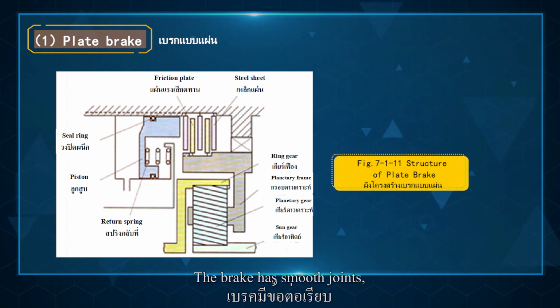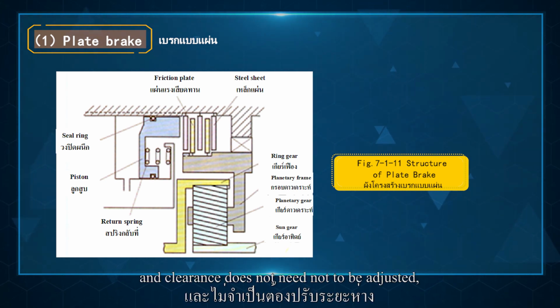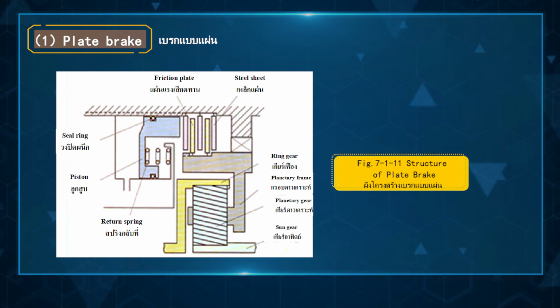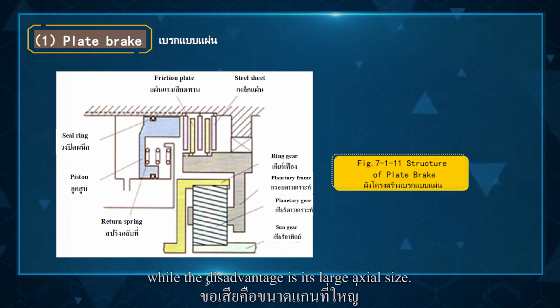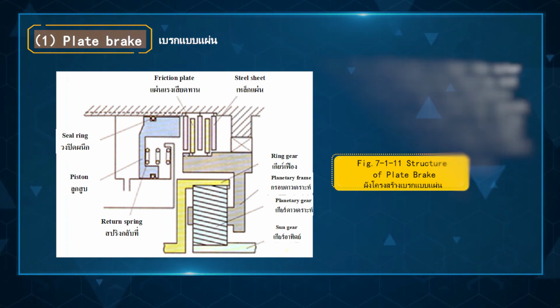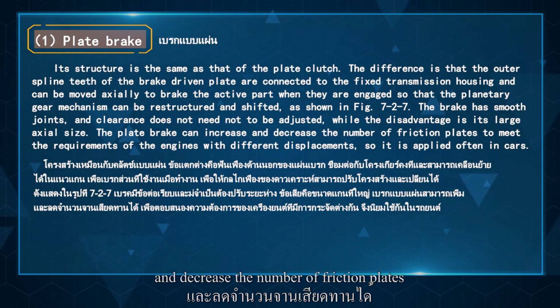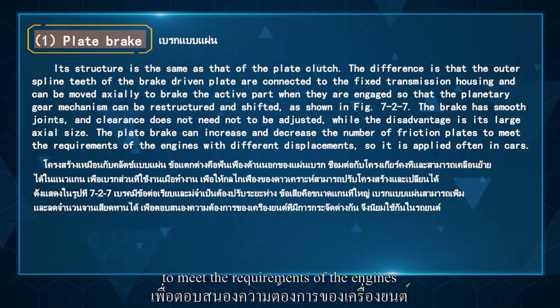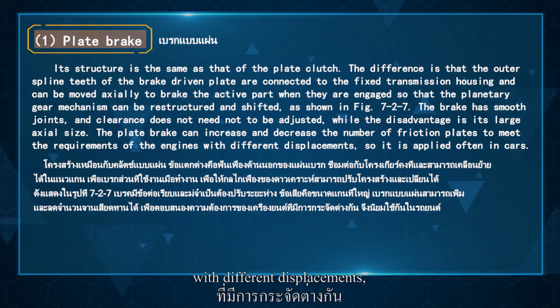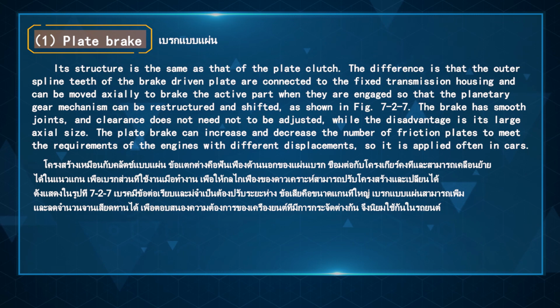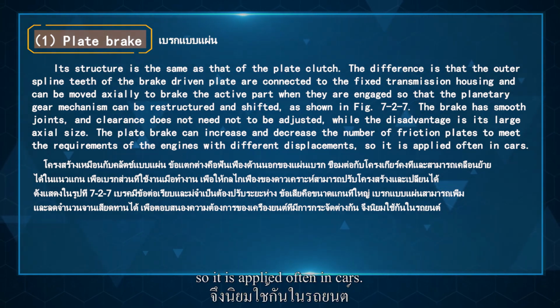The brake has smooth joints and clearance does not need to be adjusted, while the disadvantage is its large axial size. The plate brake can increase and decrease the number of friction plates to meet the requirements of the engines with different displacements, so it is applied often in cars.